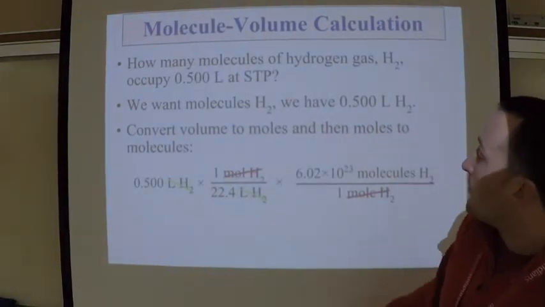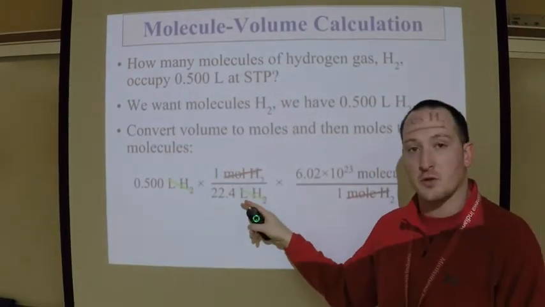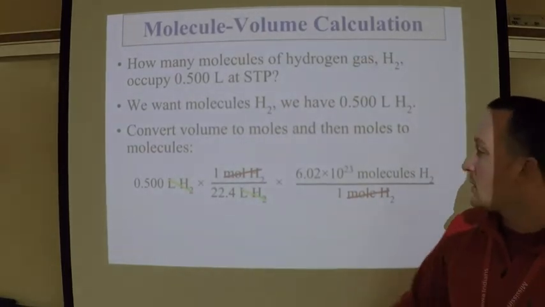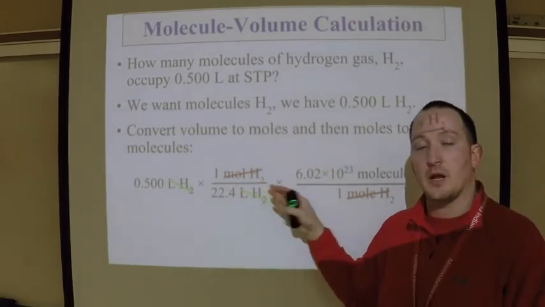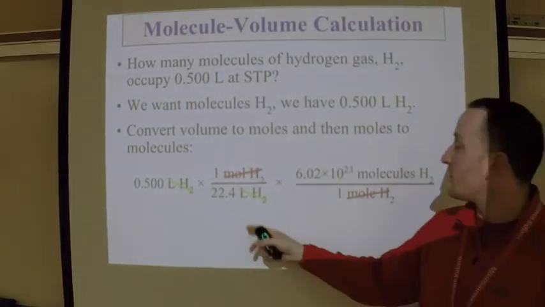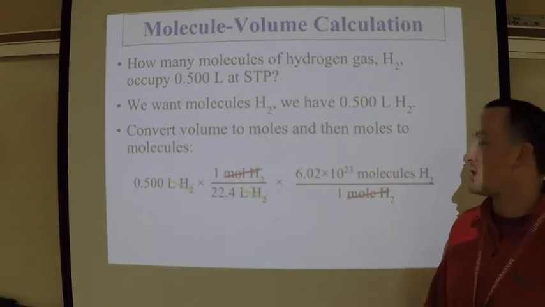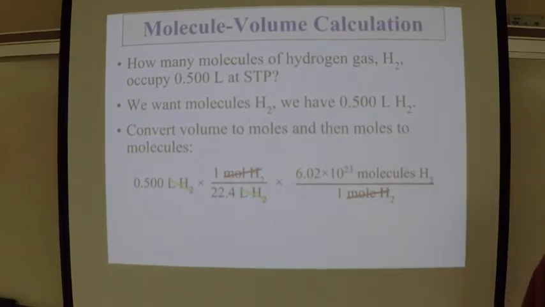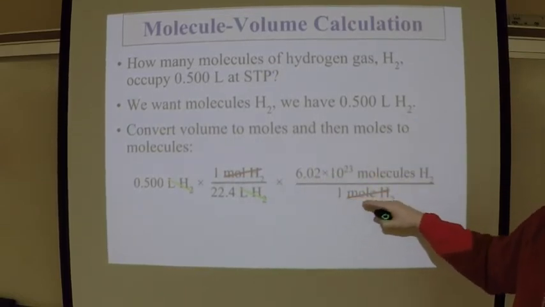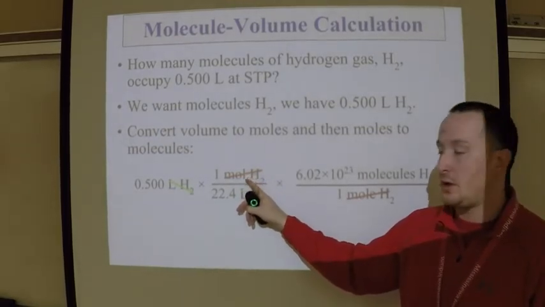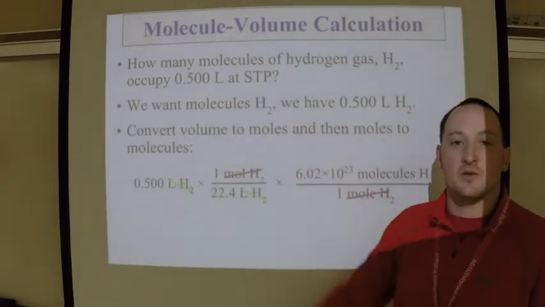So I would start with my 0.5 liters. Then, because this unit is in liters, I would put my 22.4 liters on the bottom and my 1 mole of hydrogen on top. My liters are going to cancel. If I stopped here, I would be in moles, but I wanted molecules. So now I will use my next conversion, which is 1 mole of H2 contains 6.02 times 10 to the 23rd molecules of hydrogen. So I would use my 6.02 times 10 to the 23rd molecules on top, and I'd put my 1 mole of hydrogen on the bottom, which cancels out those units and just leaves me with molecules, which is the unit that it asked me for.